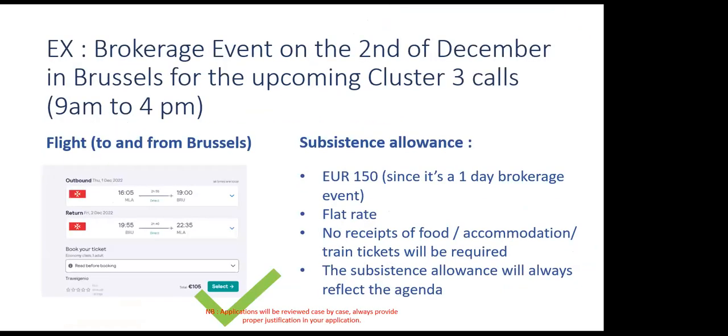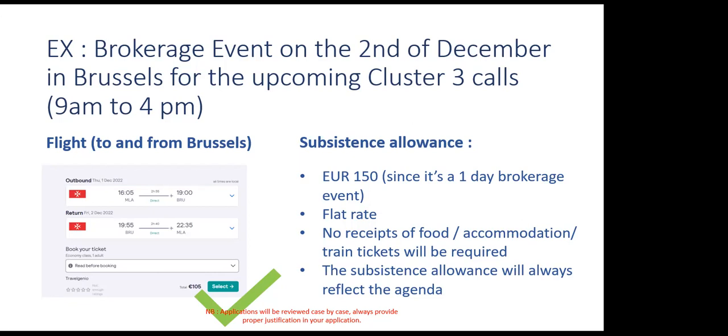This is an example. So let's say there's a brokerage event on the 2nd of December in Brussels for the upcoming Cluster 3 calls. The event is from 9 a.m. to 4 p.m. You will have to find a flight that is doable and feasible for you and that makes sense. Obviously, this is just an example. Flights change from time to time, but this is simply for the sake of the example. And on the 2nd of December, you realize that there's a flight leaving at 19:55, so at 5 to 8. And for you, it's feasible to go from the brokerage event to the airport.